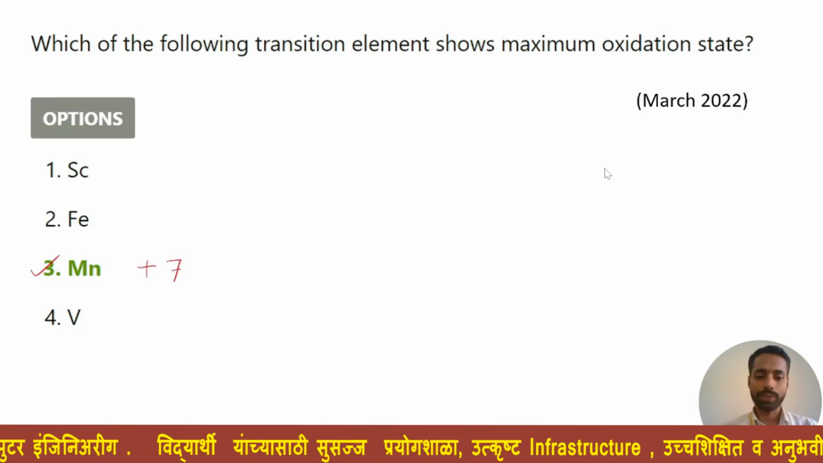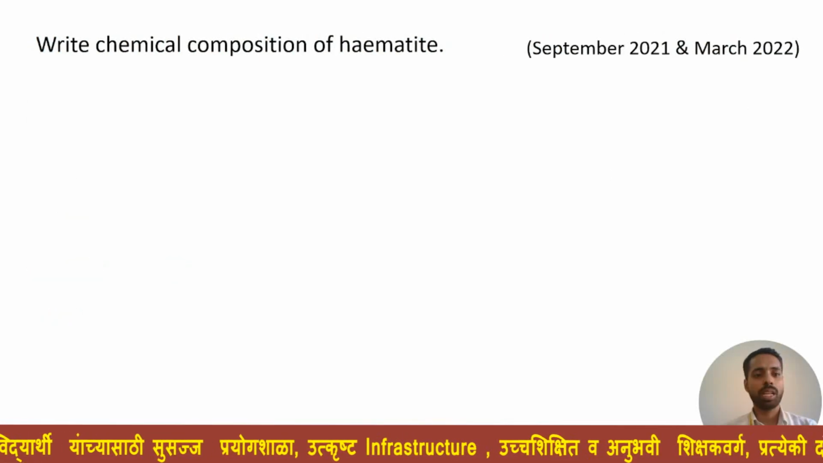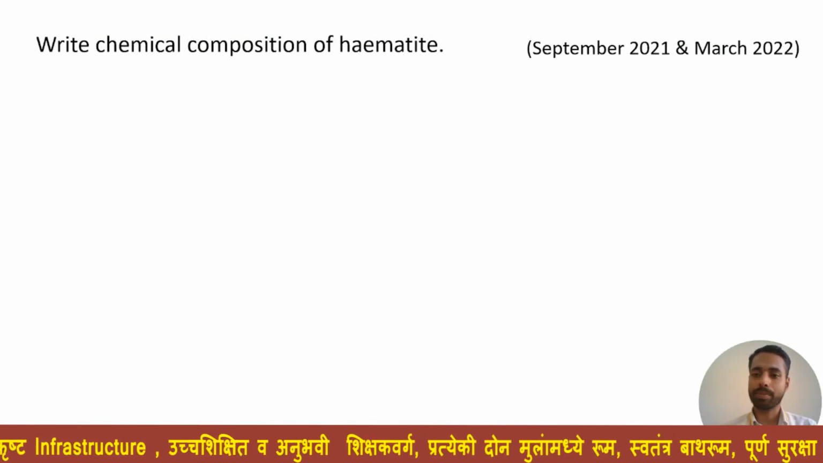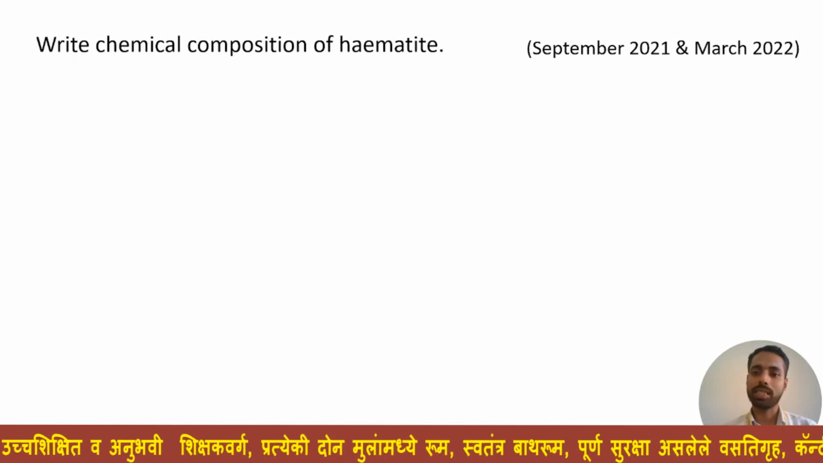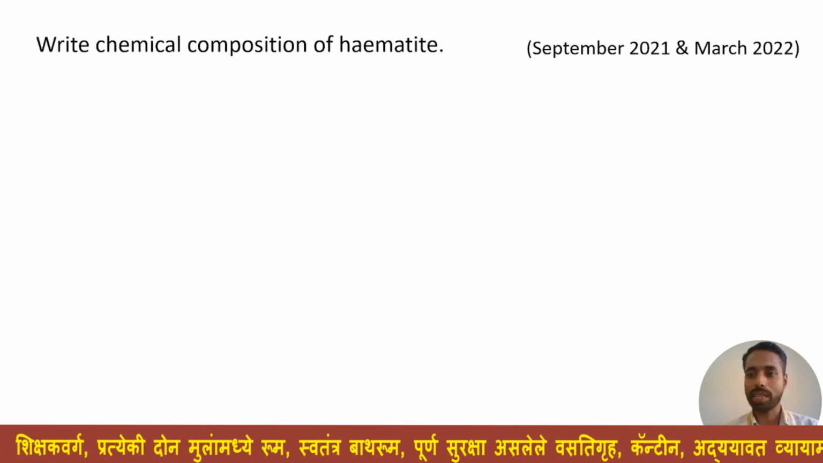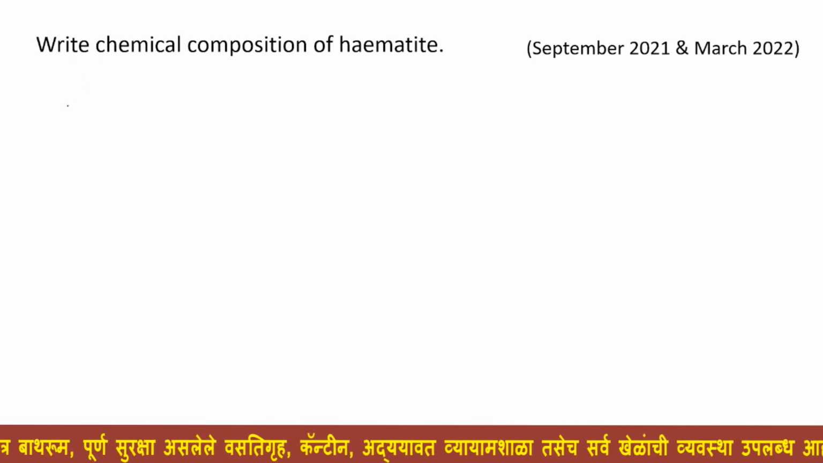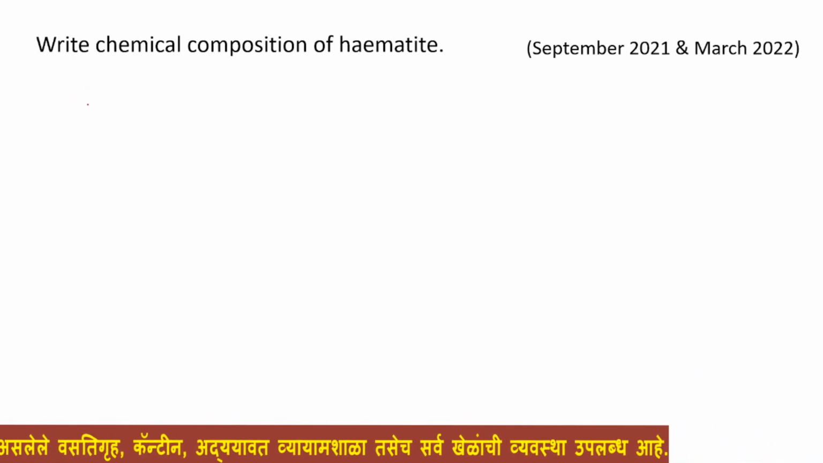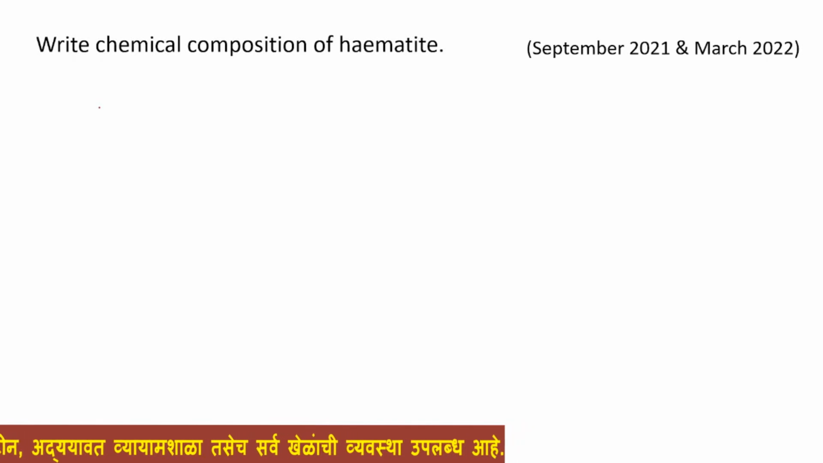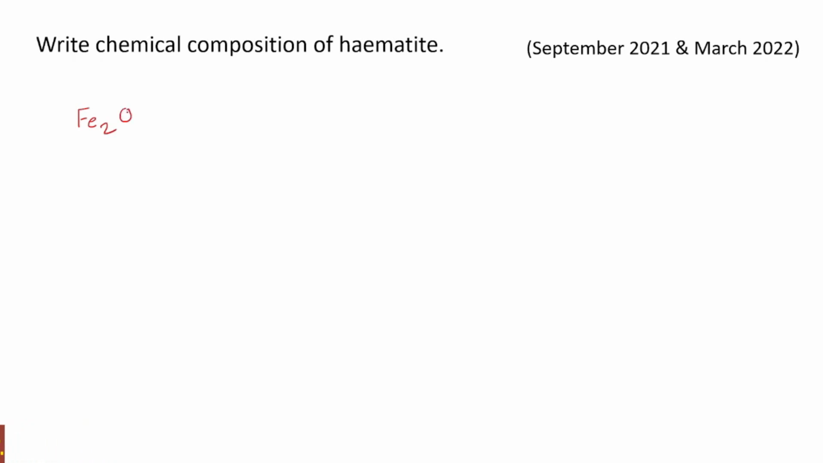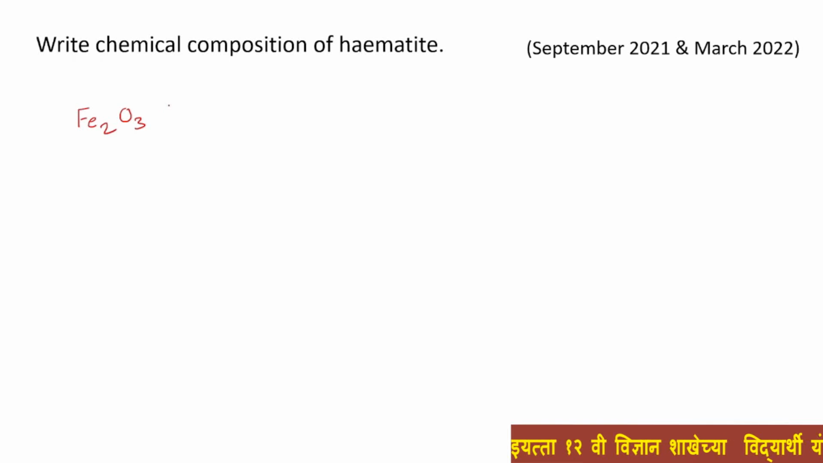Let's go for the next question. Write the chemical composition of hematite. This was asked twice, once in September 2021 and then March 2022. Hematite is an ore of iron with the chemical composition Fe2O3, that is ferric oxide.